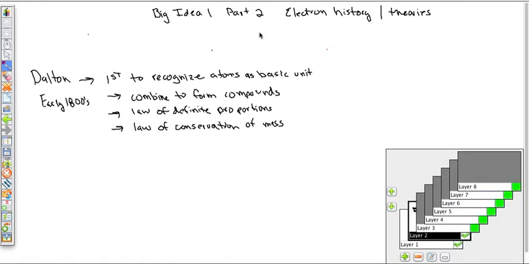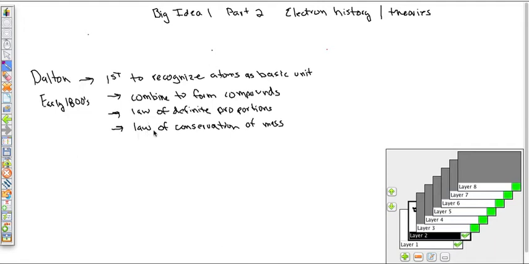Big idea 1, and this time part 2. We're going to be looking at electron history and theory. So what went into the current model of the electron and the atom that we have today that gives us all the ability to do what we do and the predictions that we make.